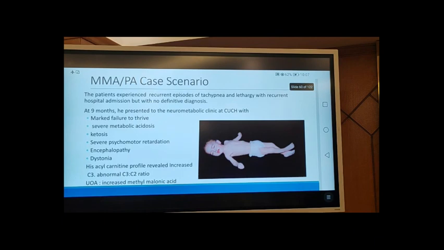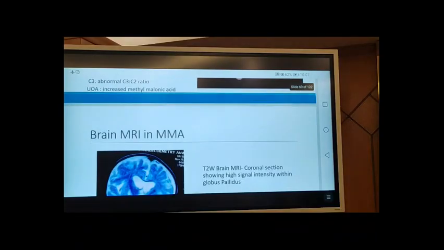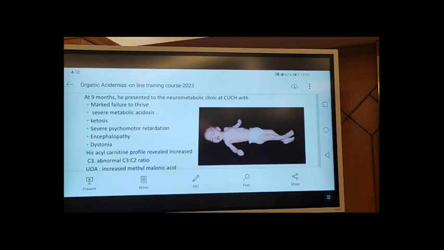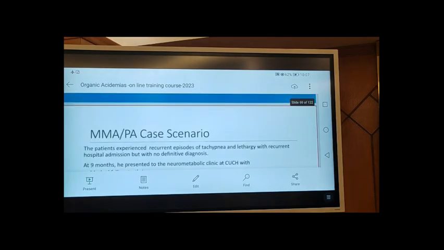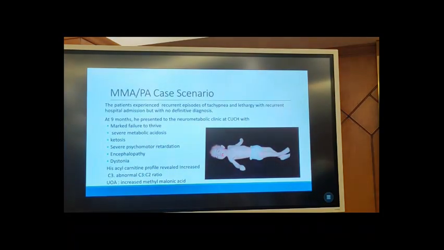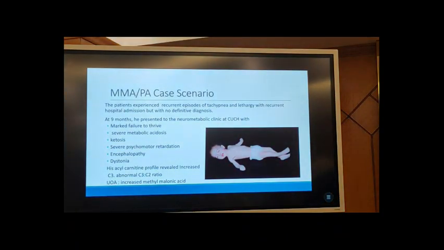As you see, scissoring of the legs and dystonic movement of the hand. He was encephalopathic. Extended metabolic screen demonstrated an abnormality in the C3-C2 ratio, which is characteristic of either methylmalonic or propionic acidemia, and then urine organic acid profile demonstrated increased methylmalonic acid, so he was diagnosed as methylmalonic acidemia. His diagnosis was very late.